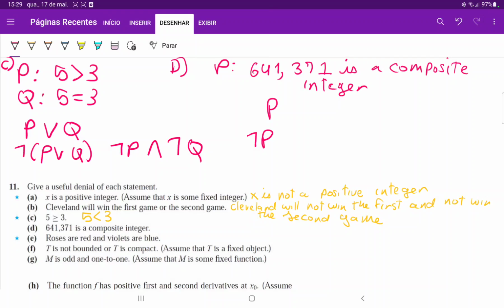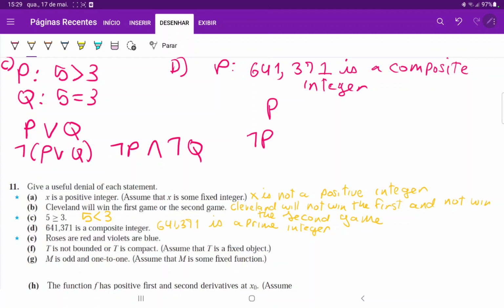The other way to say it is that it is prime. Either of those work. We'll just say that 641,371 is a prime integer. We could also say that it's not composite, which would mean the same thing.